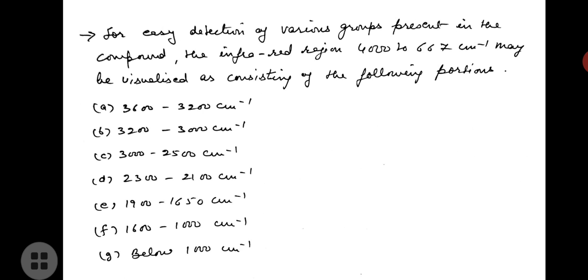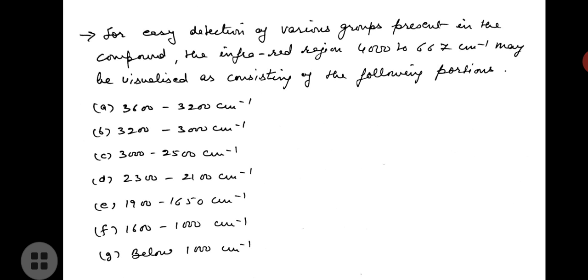And then 2300 to 2100 cm⁻¹. This is the region in which alkynes, cyanides, cyanates, isocyanates absorb. The bands observed are weak and variable. Then comes the 1900 to 1650 cm⁻¹ region. Now strong bands due to C=O stretching occur in this region. Anhydrides show two strong bands in the region 1850 to 1740 cm⁻¹. Esters, aldehydes, ketones, lactones, carboxylic acids, amides show strong bands due to CO stretching in this region.